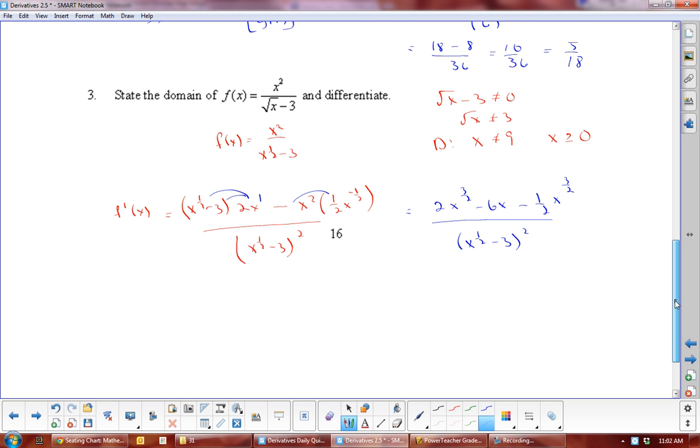Now we can get these two exponents together first, right, because they're the same. So 4 over 2 minus 1 over 2 would be 3 over 2, x to the 3 over 2 minus 6x all over x to the 1/2 minus 3 squared.